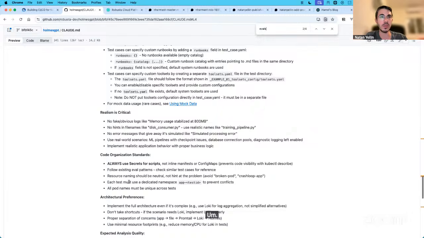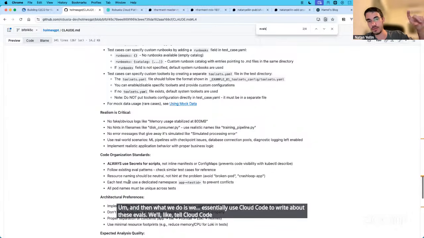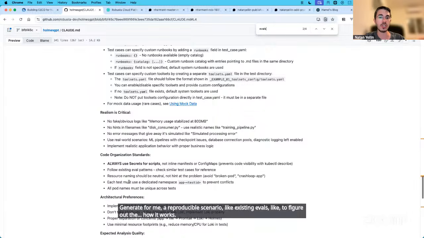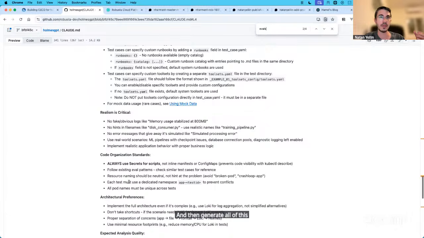Then what we do is essentially use Claude Code to write a lot of these evals. We'll tell Claude Code, we saw a failure scenario where the agent got X, Y, and Z wrong. Generate for me a reproducible scenario, look at existing evals to figure out how it works, and then generate all of this. We use Claude Code to write a lot of those.